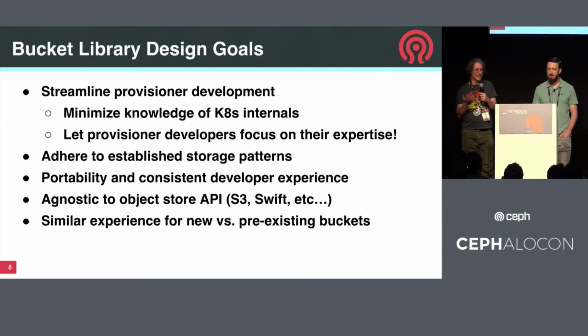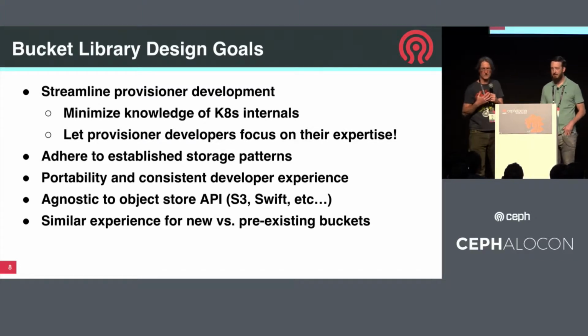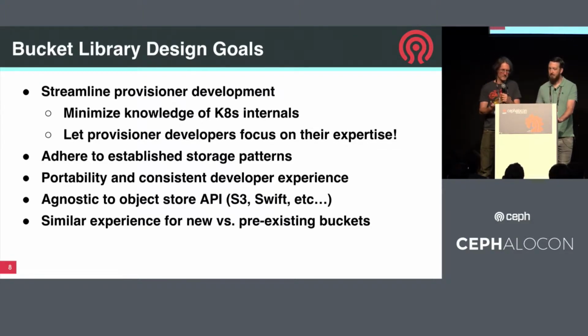A goal I've covered some of this already, but the library is opinionated, but it's agnostic. It's opinionated on certain names that will help application portability, but it doesn't care what the underlying object store is. So it can be used for any kind of object store. And the last bullet is that a lot of focus in Kubernetes is dynamic provisioning of new storage, greenfield we call it. But we want the experience to be the same for users of the library, whether they're using new buckets or existing buckets.